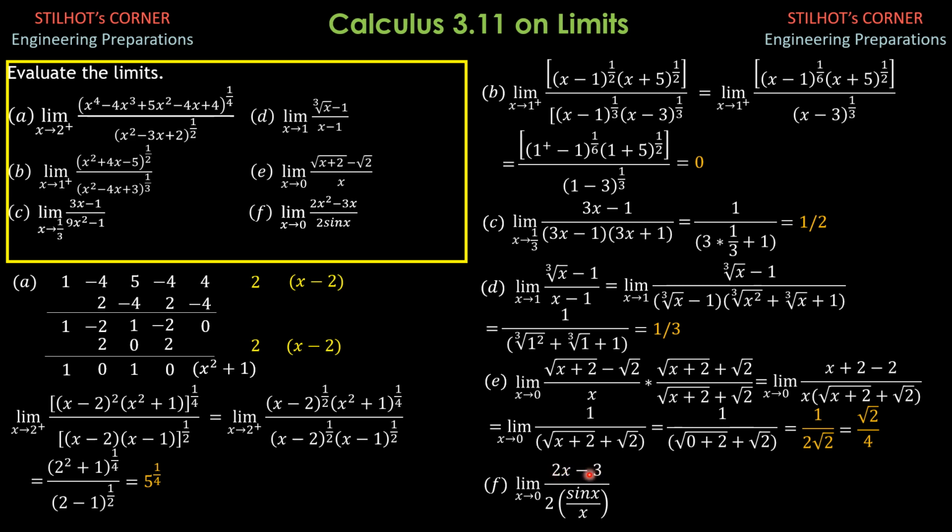So take note that the common factor here is x times 2x minus 3. That common factor x is brought down as the denominator of the denominator here. And we note that the limit of sine x over x is 1. And it is now safe to substitute x is 0 because this approaches 1. So 2 times 0 minus 3 over 2 times quantity 1, and that is negative 3 over 2, or negative 3 halves. So that's it for this video.